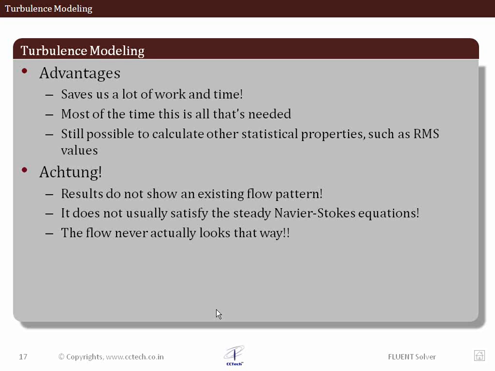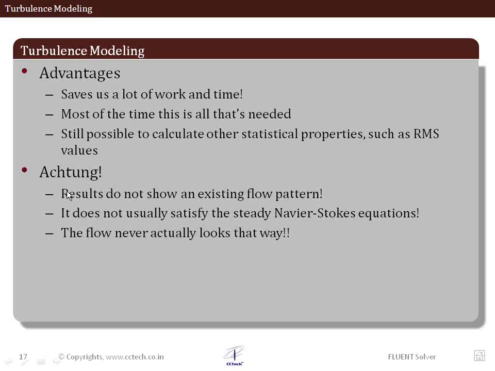So there are some advantages, but there are certain things for which we have to be cautious regarding turbulence models. Turbulence models save us a lot of time and work. Computational effort is reduced drastically, and most of the time we only need to know quantities like how it affects the mixing characteristics and how much is the loss in the flow energy, and these quantities are enough for most of the time in our simulations. And it is also possible to calculate some statistical properties such as RMS values with the turbulence modeling options.